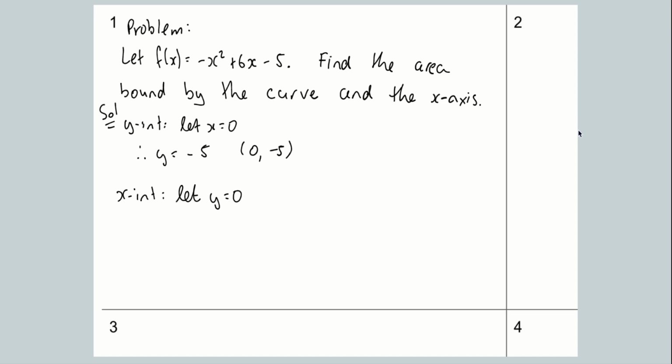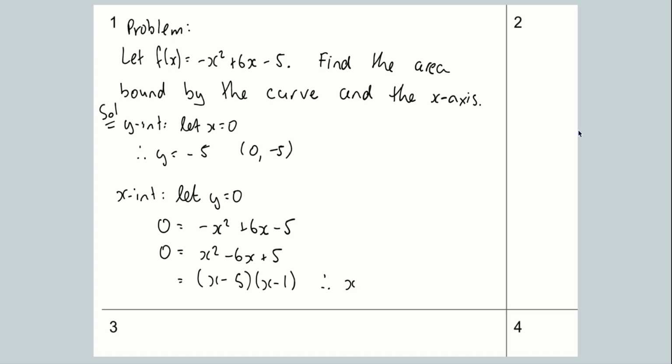So if I let y equal 0, I get 0 equals negative x squared plus 6x minus 5. Multiply through by negative 1, and you get 0 equals x squared minus 6x plus 5. Using box method or cross method or whatever else, two numbers that multiply together to give 5 and add together to give negative 6 are negative 5 and negative 1. So that'll be x minus 5 multiplied by x minus 1, and therefore x is equal to 5 or 1. So our points will be 0, 1. Oops, wrong way around, beg your pardon. So 1, 0 and 5, 0.